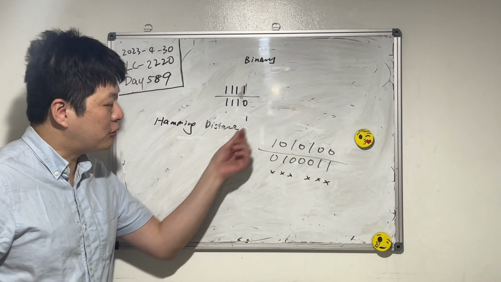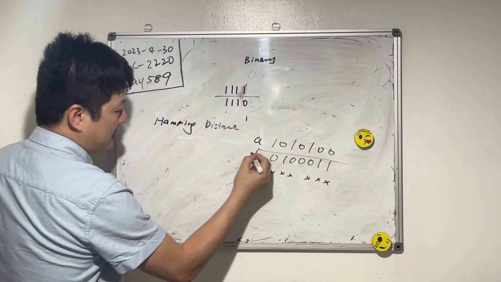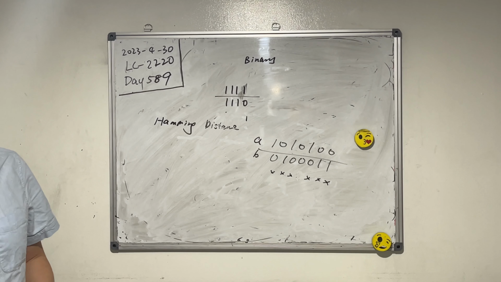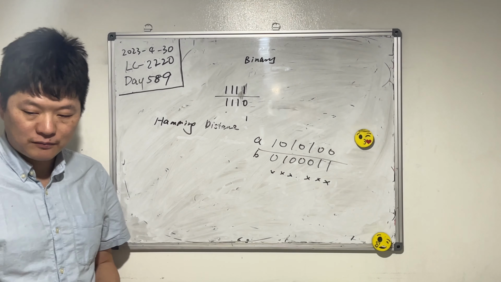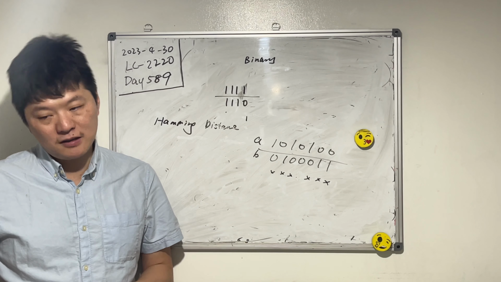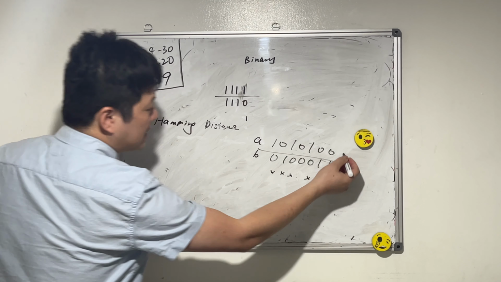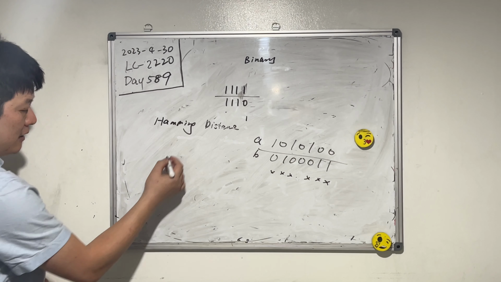Okay. So how do we find the Hamming distance of 2 numbers, right? If this is A, this is B, how do we calculate the Hamming distance? But what if they're a different amount of digits? That's a very good question. How about something like 1 and 1 0?